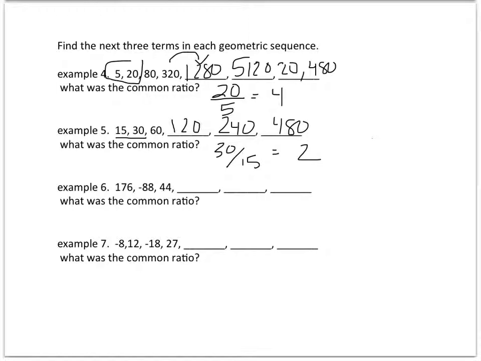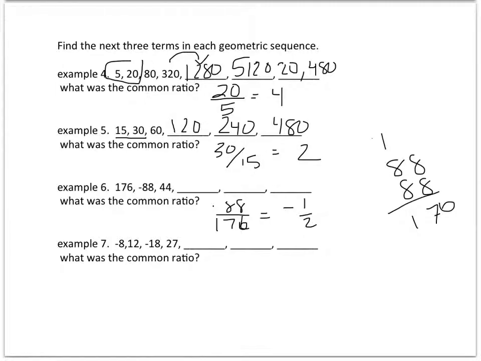Example 6, again I'm going to go negative 88 divided by 176, always remembering that a negative divided by a positive is a negative. So I didn't mean to write -1. So now we have to figure this out. 88, is that half of 176? And if it is, I'm just going to take 88 and add it together. It is. So that means that we're multiplying by -1/2.